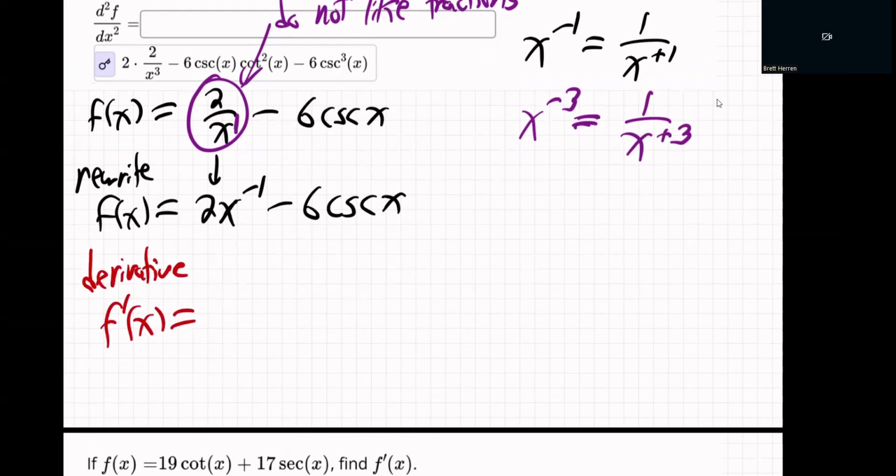So f prime of x. How do you take the derivative? The power comes down there, minus 2, and you subtract 1 from the power. x to the minus 2. Is that good? And then minus 6. Now, what's the derivative of cosecant?